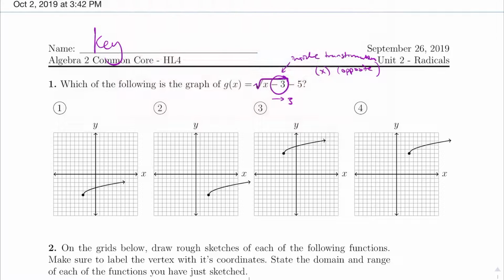And then here you've got an outside transformation, which is the y direction. This one is not the opposite, this one is in the direction you expect, so down 5. So we are going right 3, down 5. We imagine that we started at 0, 0, and go right 3, down 5. This one is our answer.